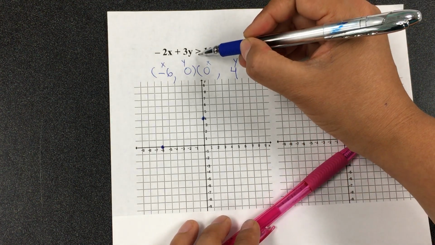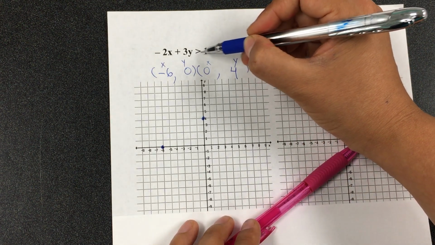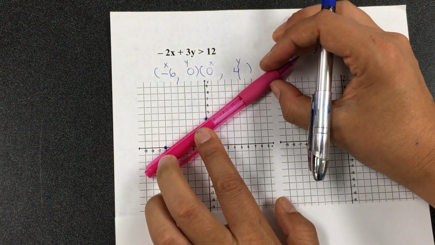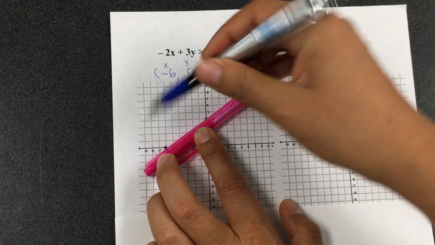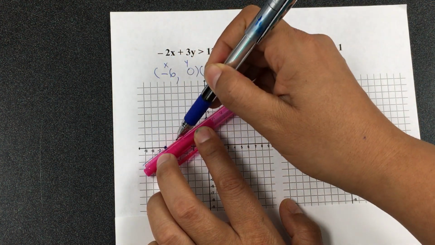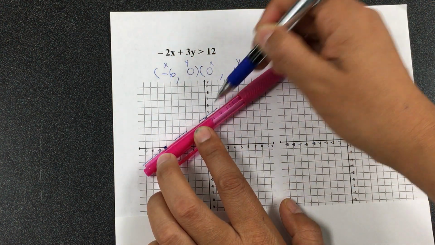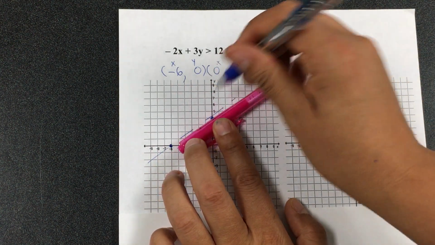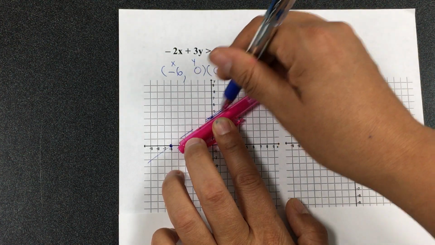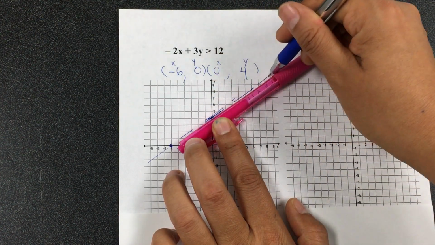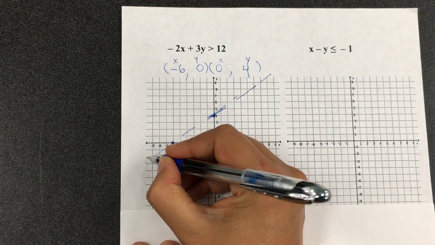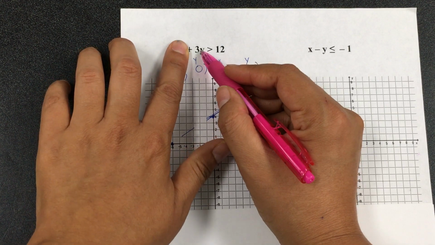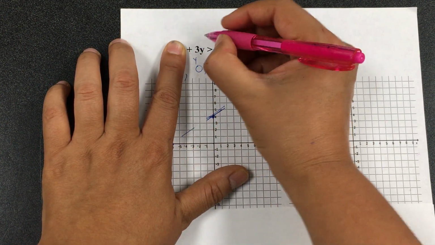What kind of line am I going to have? It doesn't have the equal sign, so I'm going to have a broken line again. Oops, I just went a little over. I need my ruler. Okay, more or less.